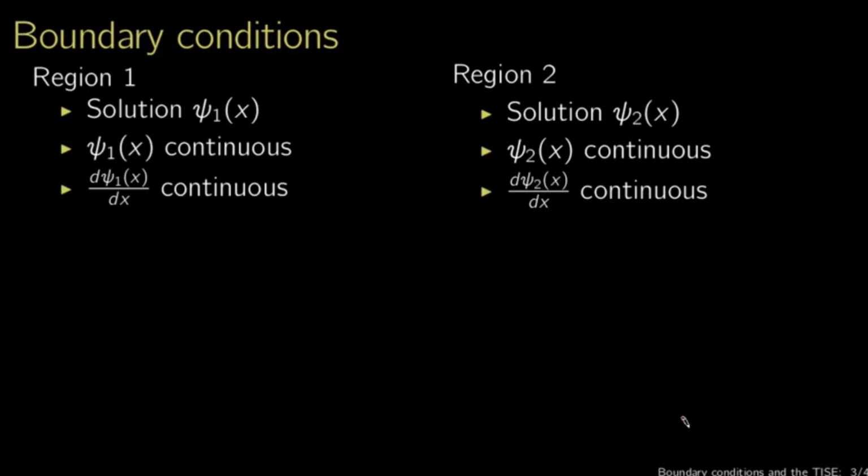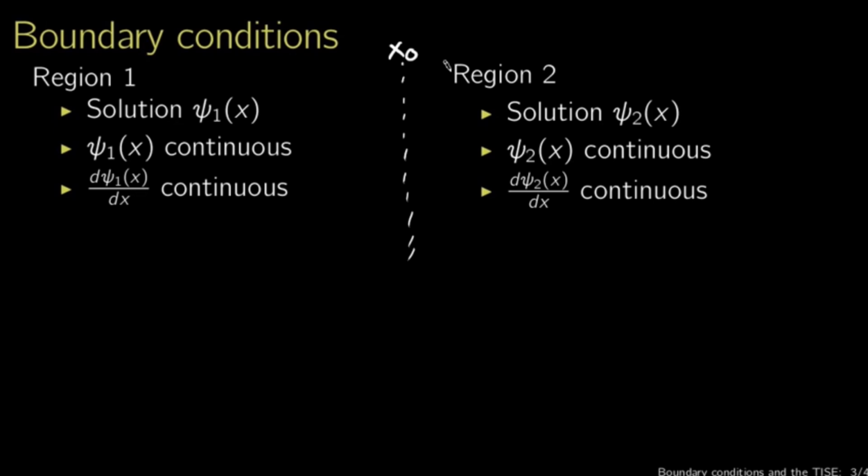What this means from the perspective of boundary conditions is that we have two regions, region 1 and region 2, separated by some boundary. Let's say this boundary happens at some position x0. We have solutions on one side of x0 and on the other side. The solutions within region 1 are fine: psi sub 1 is continuous, and the first derivative of psi sub 1 is also continuous. The same thing holds for region 2: psi 2 is continuous, and the first derivative of psi 2 is continuous.